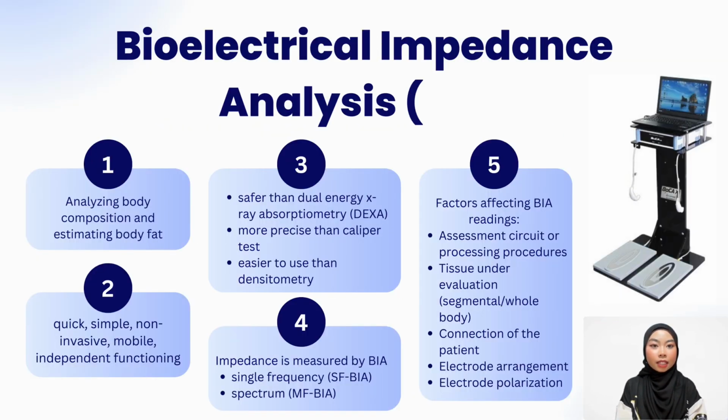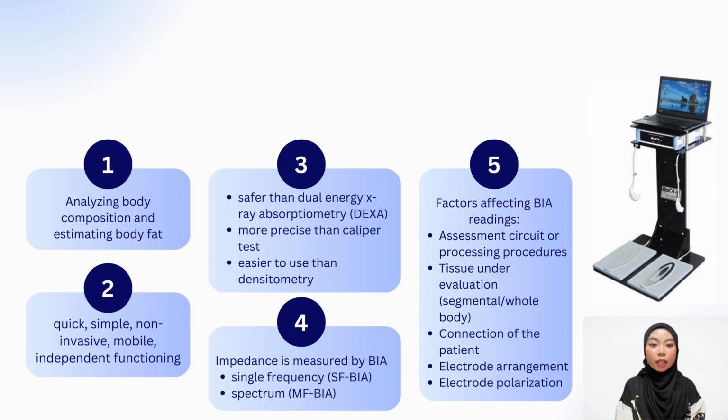Bioelectrical impedance analysis functions for analyzing body composition, including fat percentage and body water content. It is quick, simple, non-invasive, mobile and functions independently. BIA is safer than DEXA because of its lower radiation risk, more precise than the caliper test, and requires less patient preparation than densitometry. Impedance is measured at a single frequency or throughout a spectrum, which varies depending on the volume in the area. Some factors that can affect BIA readings are electrode arrangement and polarization.